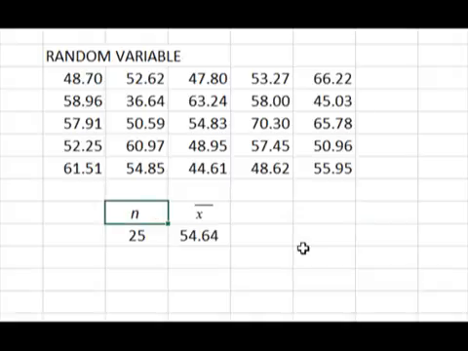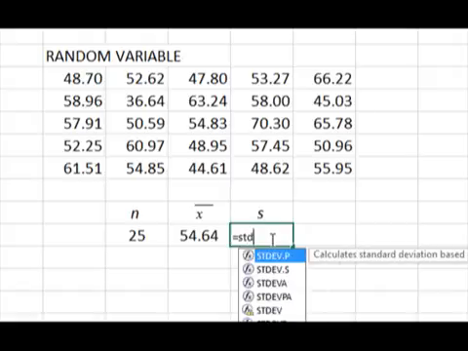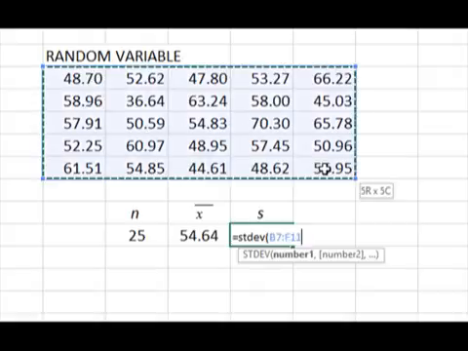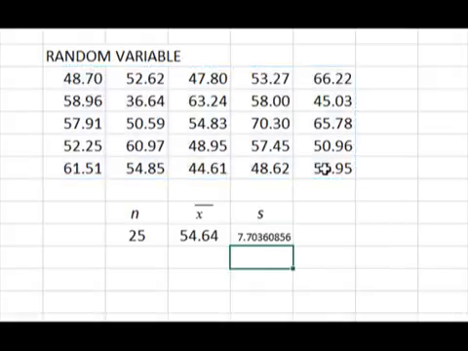So over here, when we describe our sample, we've got 25 observations. That's our sample size, called n. I've calculated the sample mean x bar as 54.64. We might want to know the sample standard deviation. And there's a formula built into Excel called STDEV. So our sample standard deviation is 7.70.